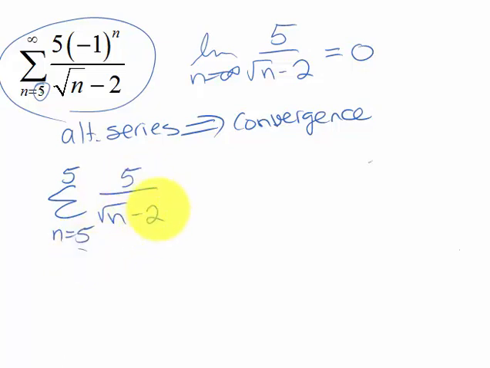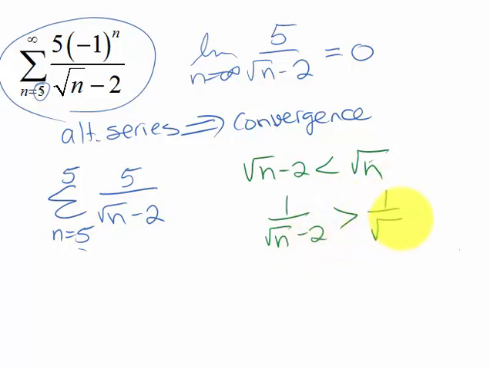So let's look at a comparison. If we had square root of n minus 2, that's going to be less than square root of n. So if we did reciprocals, 1 over square root of n minus 2 is going to be greater than 1 over square root of n. And then we could multiply both sides by 5.